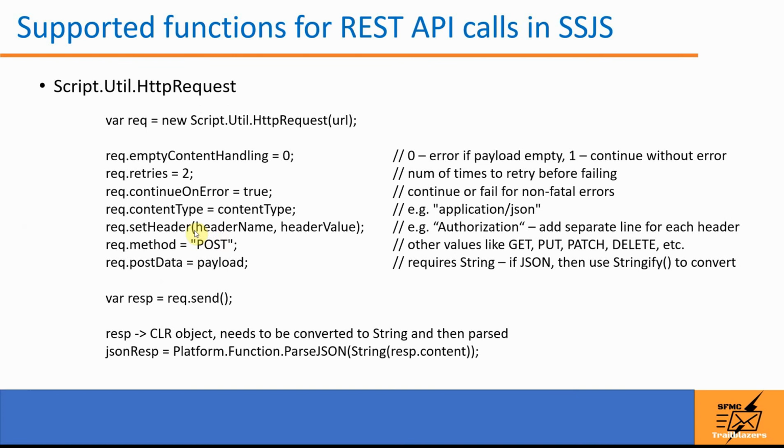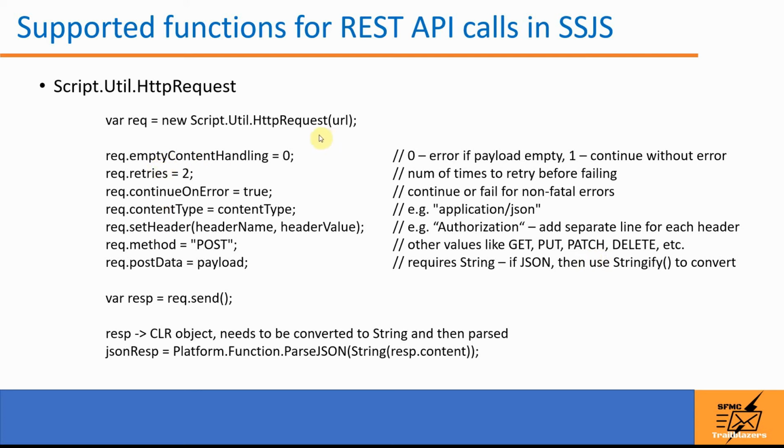Now this function is pretty simple. You just need to create an instance of the function by passing the target URL, and then you have the option to set the properties for that instance and finally send the request, right? And we can specify different operation types over here. Like you can see, you can do get, put, post, patch, delete, etc. So you can see here, there are multiple properties that you can set.